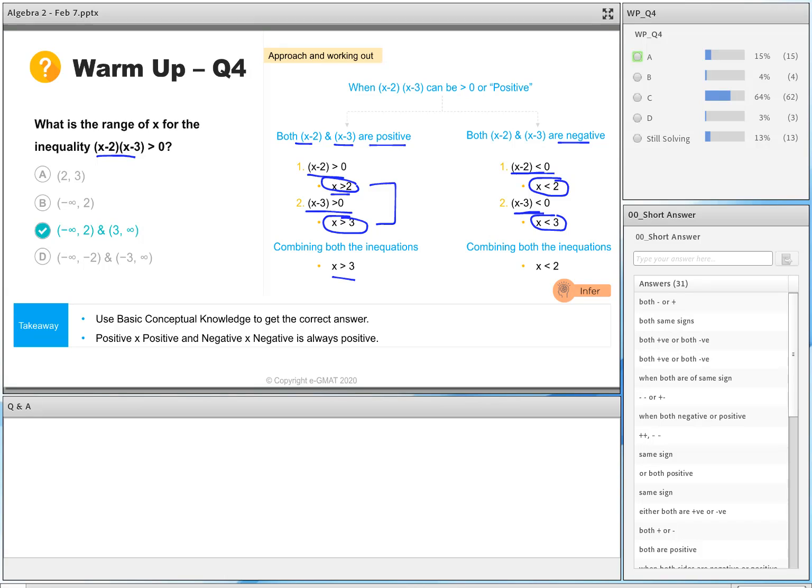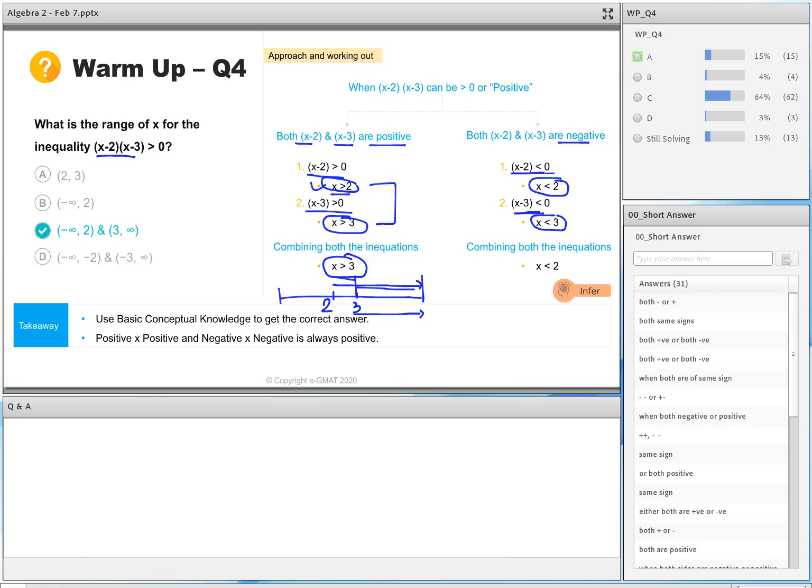How do I reach it? Let's say I draw a number line over here. From the first inequality, x is greater than 2. So somewhere over here, I have 2. Somewhere over here, I have 3. From the first inequality, I say that x is greater than 2. From the second inequality, I say that x is greater than 3. Which is that common region in which both of these inequalities are satisfied? It is the region from x being greater than 3, right? So after combining both, I have the inequality x is greater than 3.